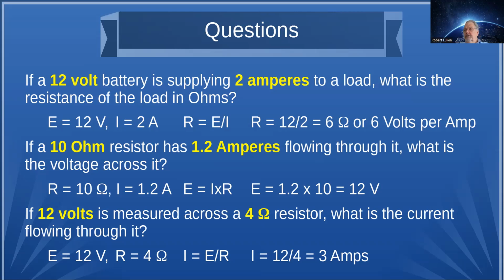We've got 12 volts across a 4 ohm resistor. What is the current? Once again, we put our finger over the I, which gives us E over R, or 12 divided by 4, or 3 amps. These are all pretty easy, as long as you remember Ohm's law.